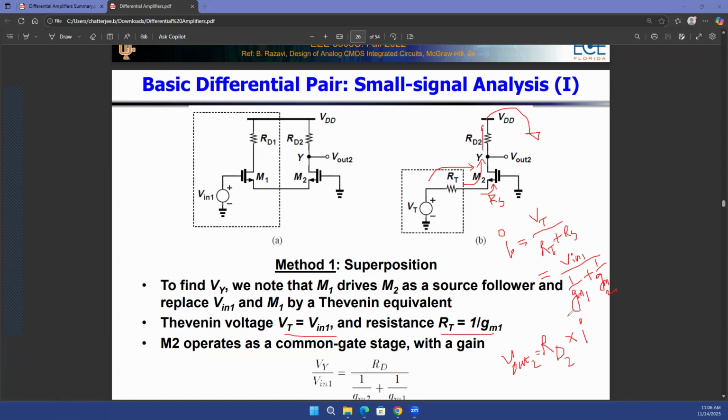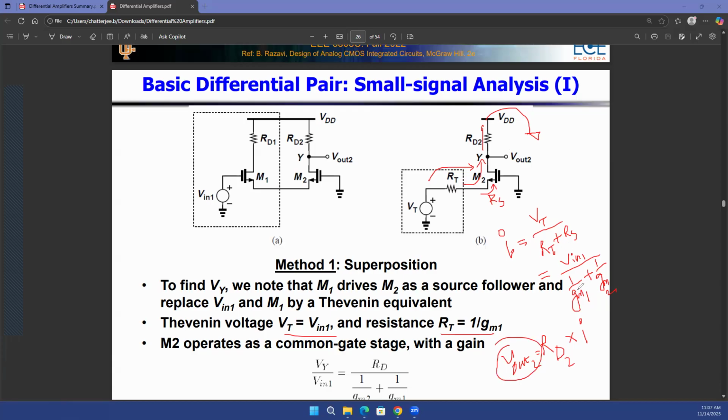And see, it's the same thing that we had done while we were solving homework number 6 as well. If you have this common gate stage, look at the current that is coming in through the source terminal, and that same current will be flowing at the drain terminal. Multiply that current with the resistance at the output or the drain terminal, and you'll get the voltage through Ohm's law. So RD2 times I is going to be your V out 2. So what is I?